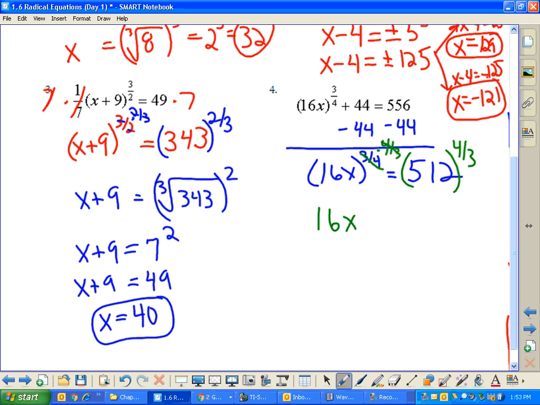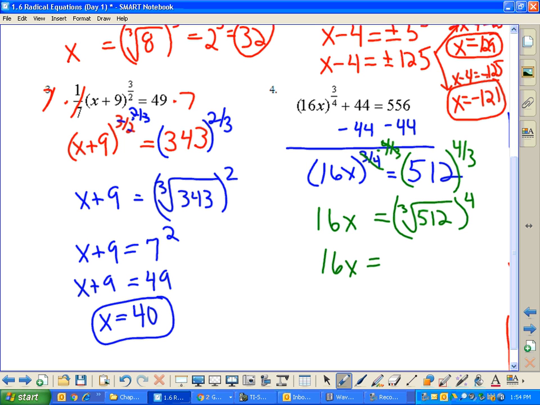16x is on the left side. And then I have 512 now raised to the 4/3 power. If you remember that. Darian, go ahead. Yes. So you cube rooted the 512, right? And then you raise that to the 4th power. Keep in mind I cube rooted, so do I need the plus or minus? No, very good. So we got 16x equals the cube root of 512, then raised to the 4th. Darian, what did you get with the cube root of 512?